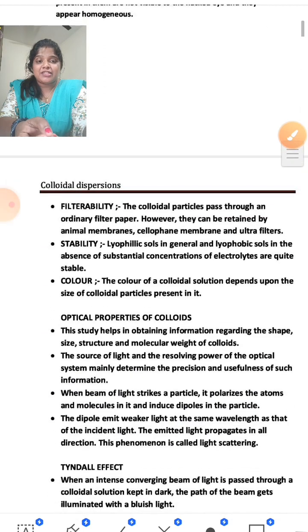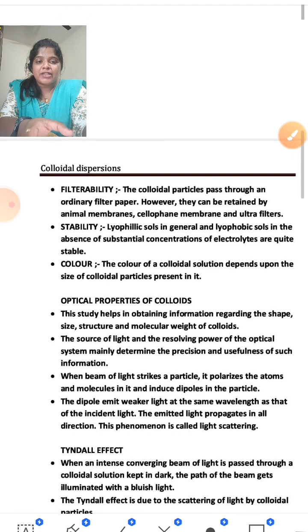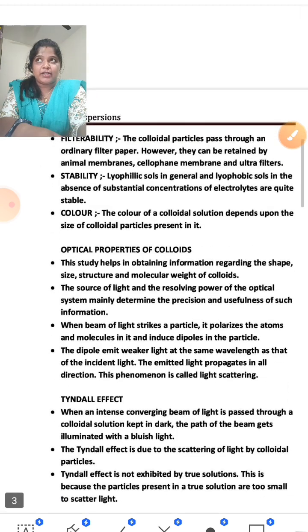The next one is filterability. The colloidal particles pass through an ordinary filter paper. However, they can be retained by animal membrane, cellophane membrane and ultrafilters. Next is stability. Lyophilic sols in general, and lyophobic sols in the absence of a substantial concentration of electrolyte, are quite stable. The final one is color. The color of the colloid depends upon the size and shape of the colloidal particles present in it.